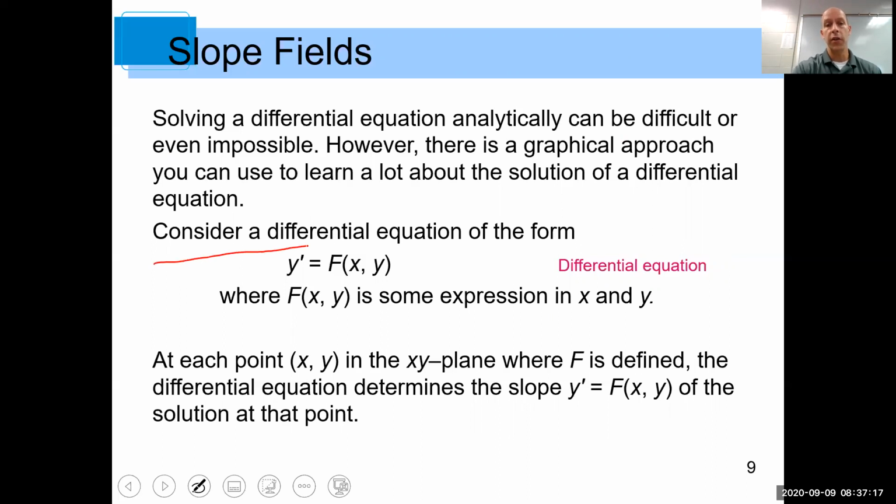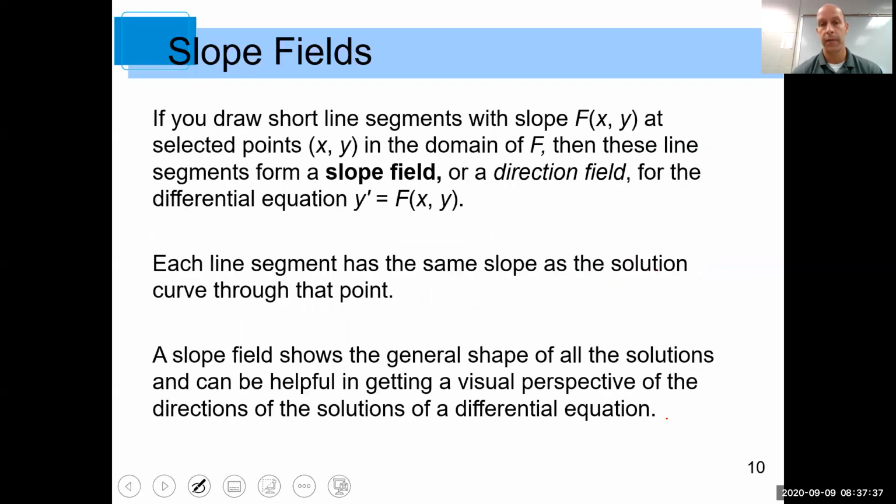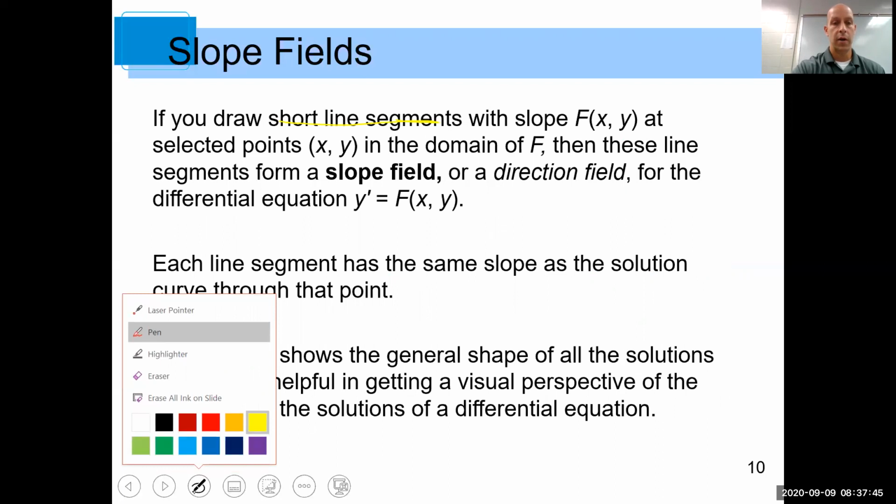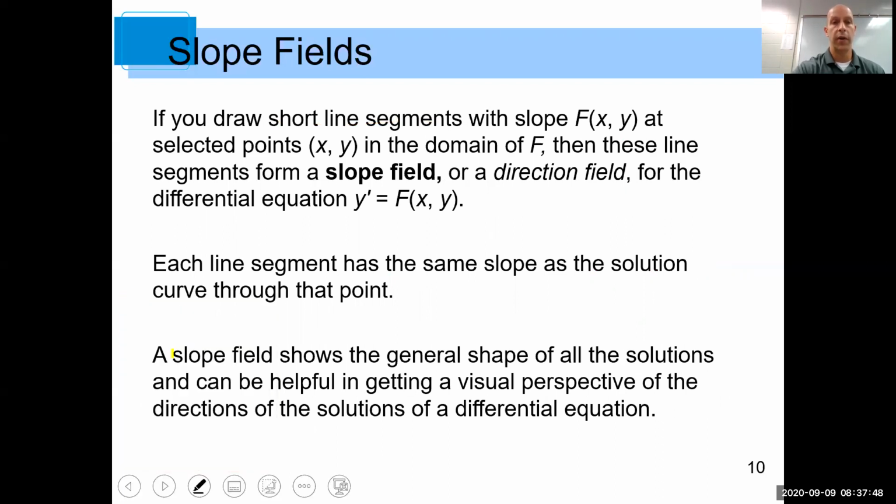So consider the differential equation y prime equals capital F of x, y, where F of x, y is some expression in terms of x and y. At each point x, y in the xy plane where F is defined, the differential equation determines the slope, or the derivative, if you will, of that function. So what we do when we draw a slope field is we draw short line segments on the graph at select points x, y in the domain.